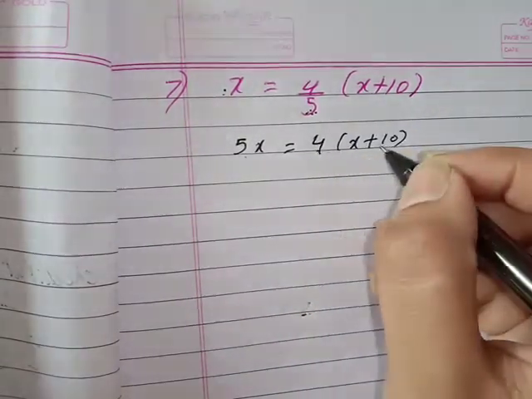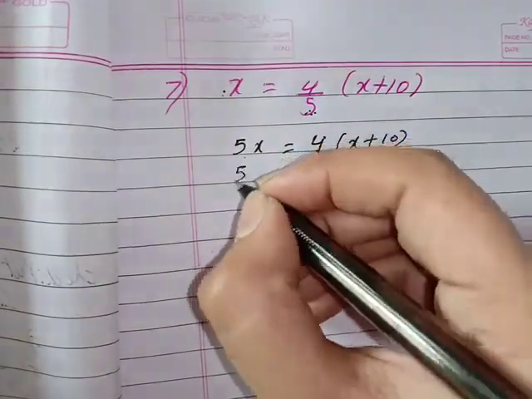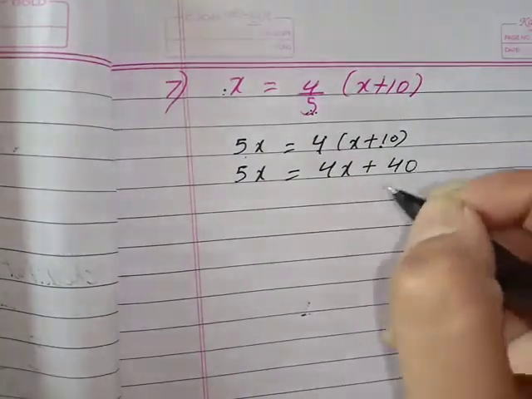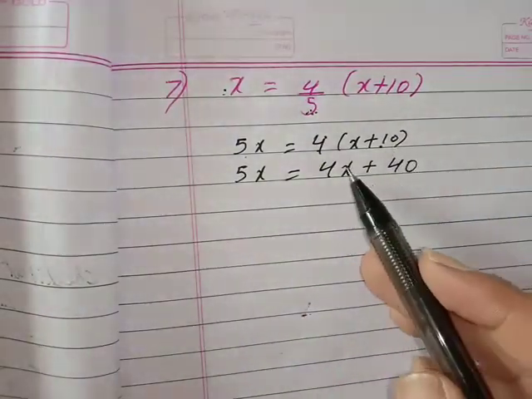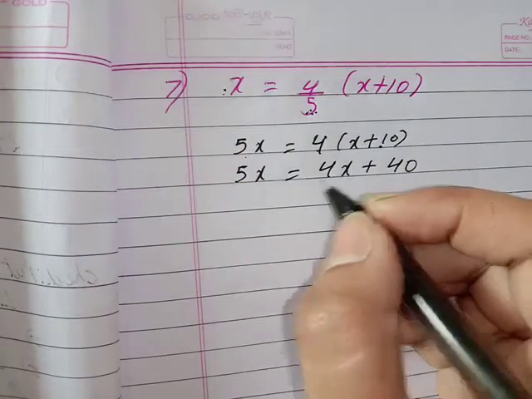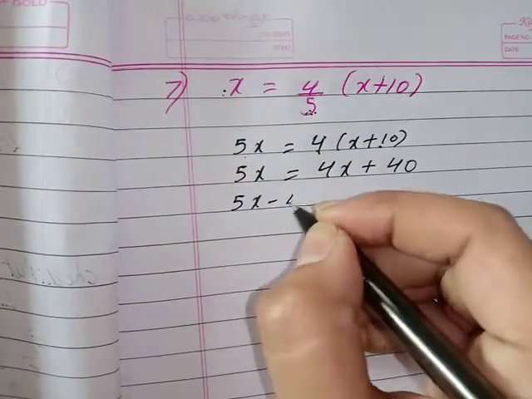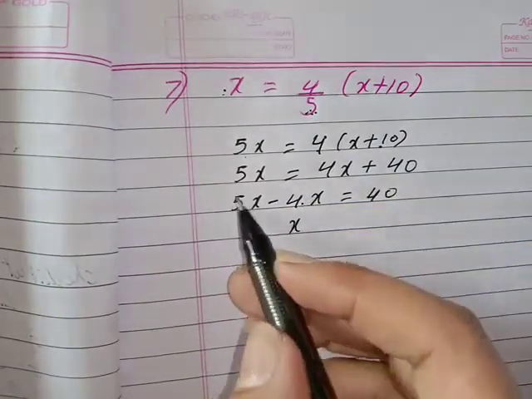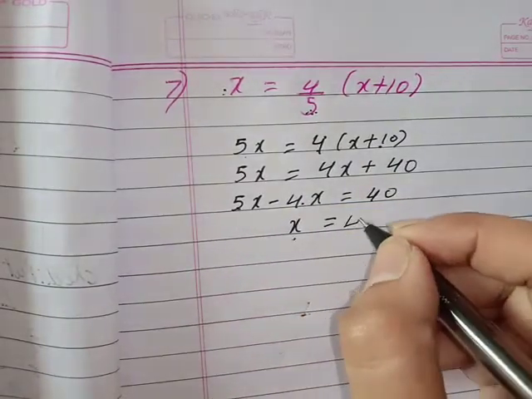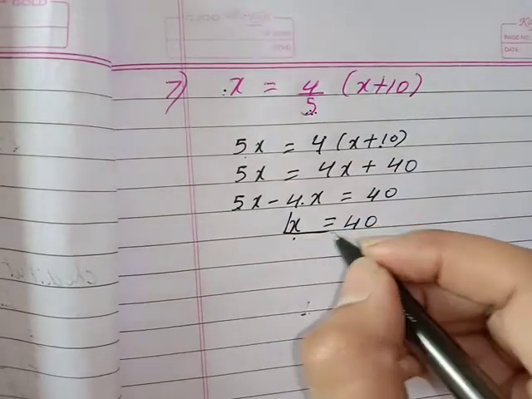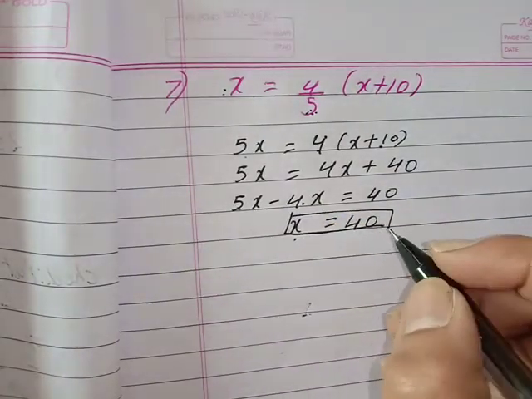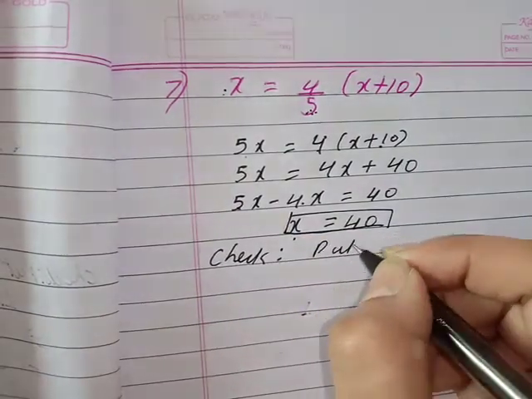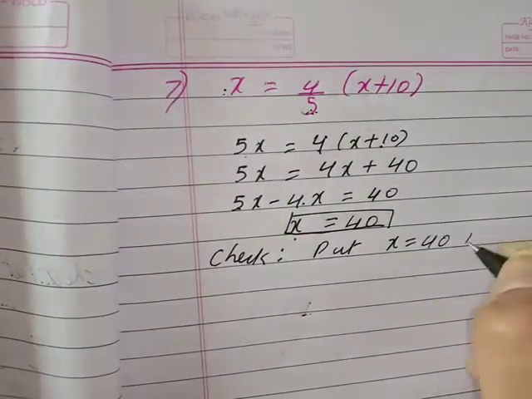Now here we'll open the bracket with respect to 4. So 5x equals 4 into x, 4x, plus 4 into 10, 40. Now we'll transfer the x term to the LHS. So 5x minus 4x equals 40. 5 minus 4 is 1, which means 5x minus 4x is x. So x equals 40. The value of x is 40 here. Now we'll put x equal to 40 in the equation and check.